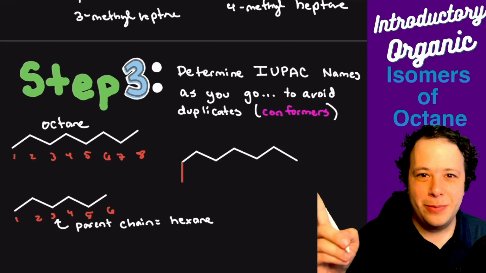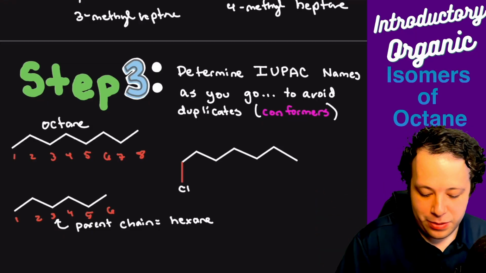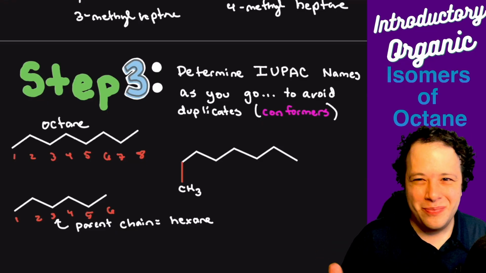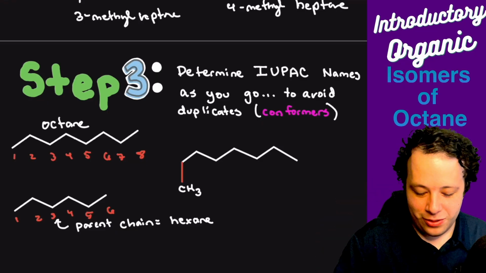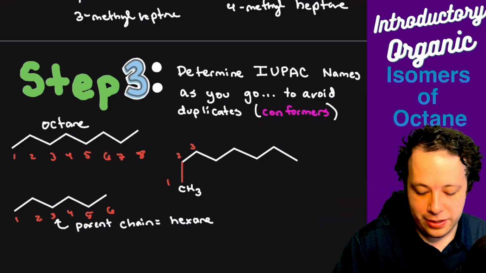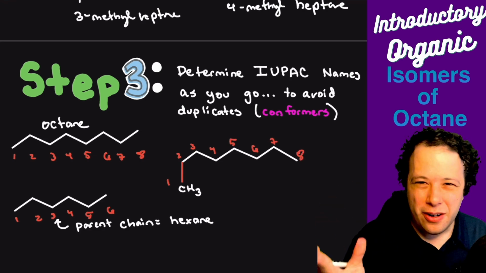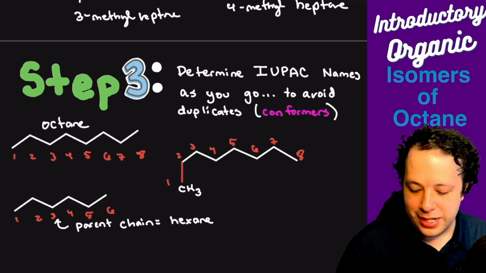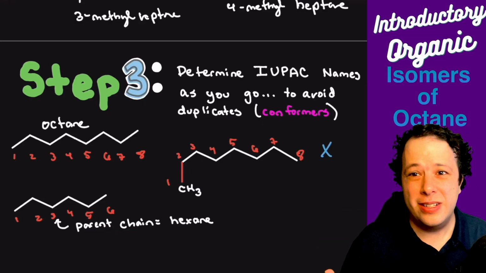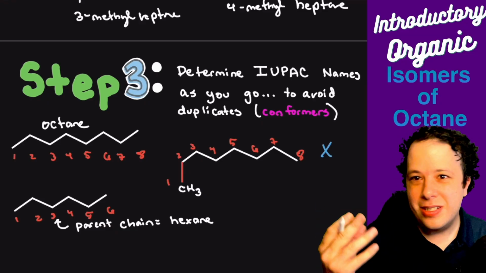I'll commonly see someone add a CH3 branch to the very beginning, but all it does is redefine your longest chain. So this is like a repeat of octane, right? Because it's still 8 carbons long. So be careful when you're doing that, so that you don't accidentally make a duplicate and then lose points on an assignment or a test just because you accidentally made a duplicate.